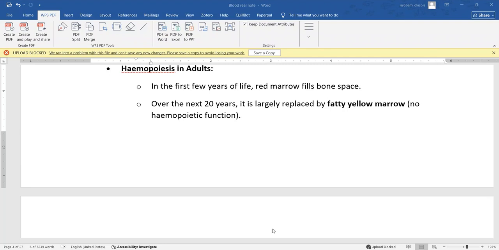The yellow marrow, sir. Yellow marrow. So in the diaphysis of long bones, we have yellow marrow.